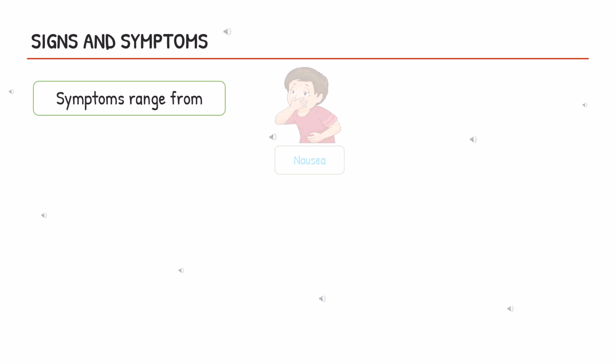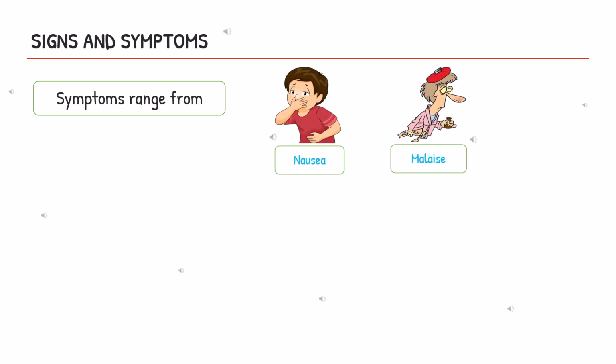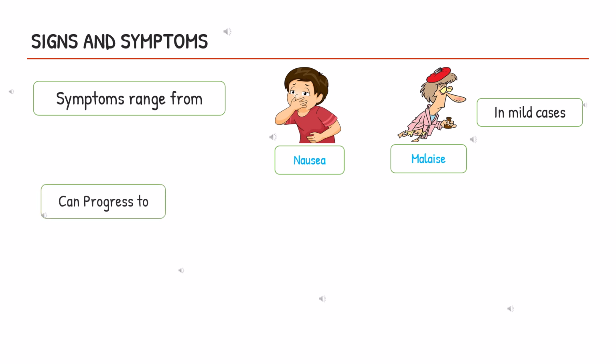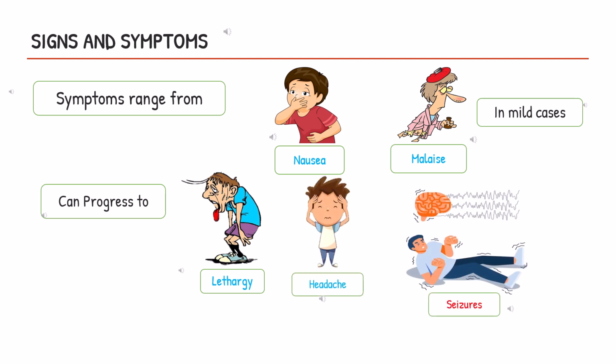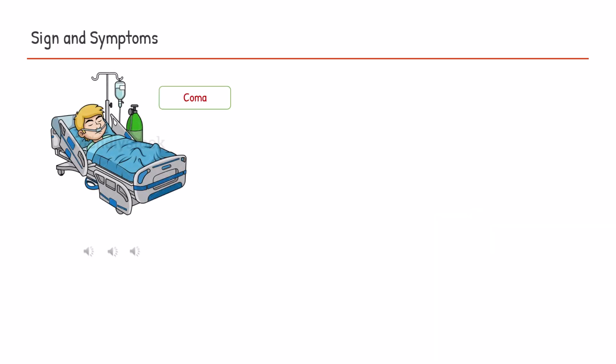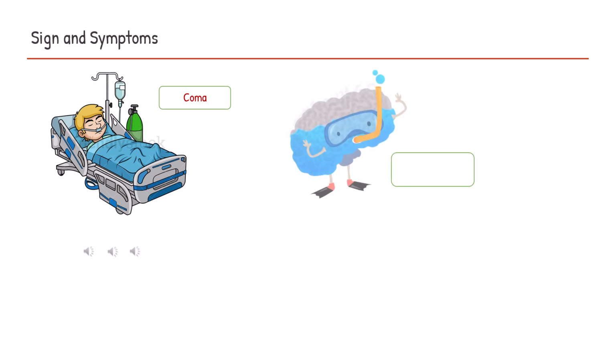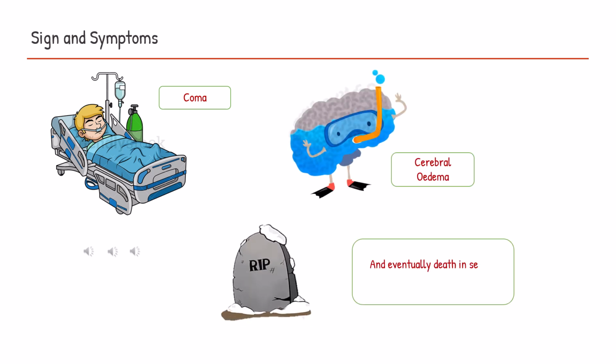Now, what are the signs and symptoms of hyponatremia? Symptoms range from nausea, malaise. In mild cases, can progress to lethargy, headache, and seizures. And in severe cases can cause coma, cerebral edema, and eventually death.